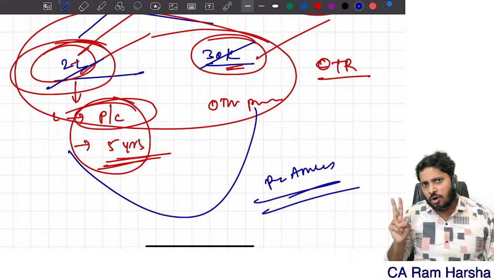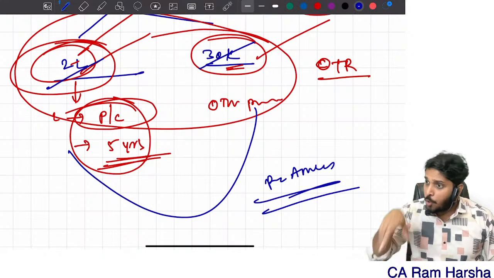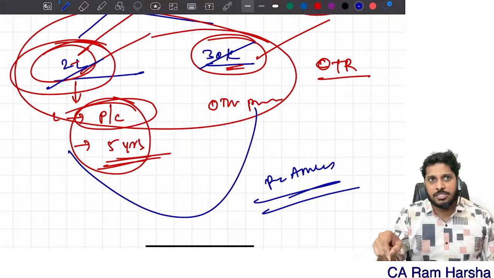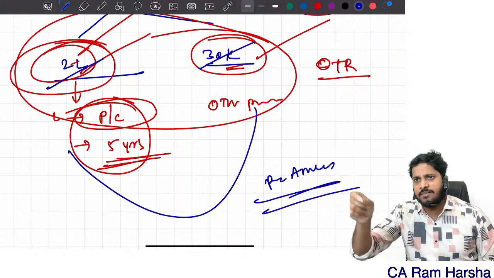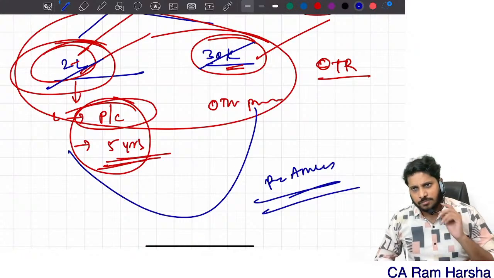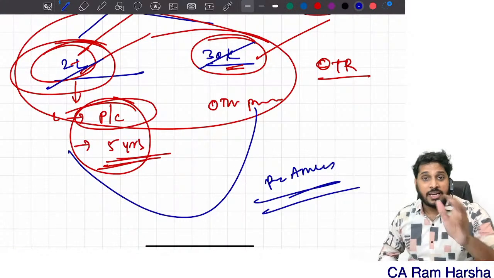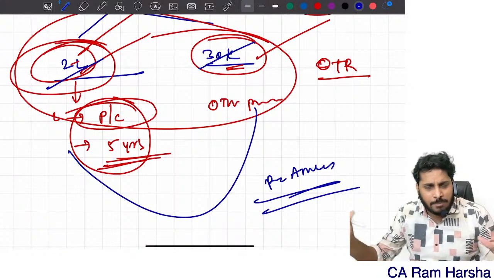Sir, I have 2 houses. Both are self-occupied. For both the houses, NAV is equal to 0 can be claimed, sir. Yes, you can claim. For both the houses, NAV is equal to 0 can be claimed. Okay, doubts, I will come back to it later.